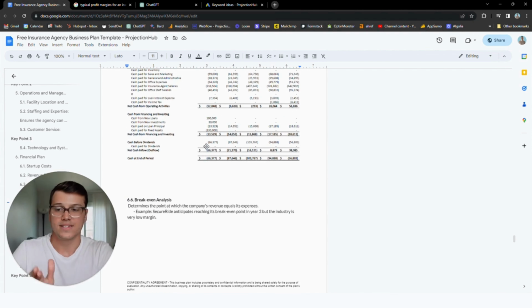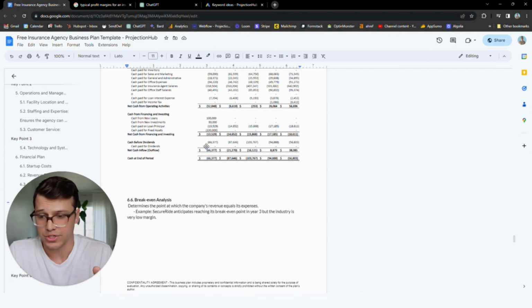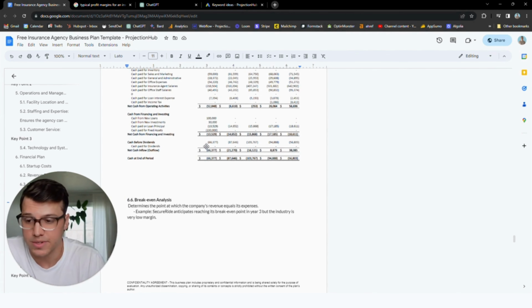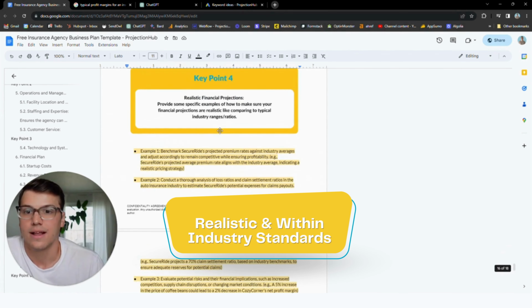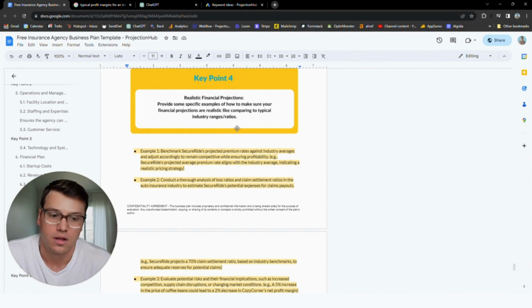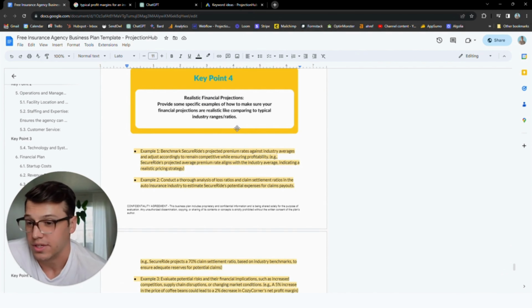So key point number four is realistic financial projections. You should not go without financial projections, because those should be expected. A minimum requirement for a strong business plan for a startup is to have financial projections. And maybe depending upon your experience, you're not 100% sure what is realistic and what's not.